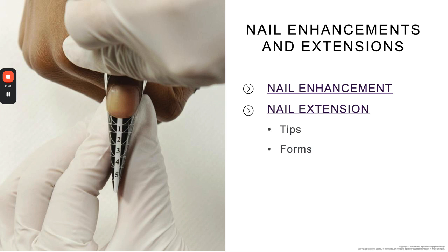So, an enhancement could just be dip. It could be gel. It could be any kind of embellishment. Anything that's going to give strength and beauty. Nail extensions, the definition of that is we use these when a client wants to increase the length of their natural nail. And there are 2 ways that we can increase the length of a natural nail. We can either do a nail tip, the plastic nail tips, or we can do nail forms.